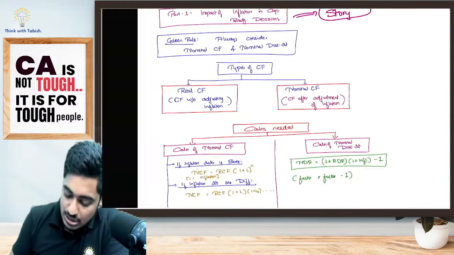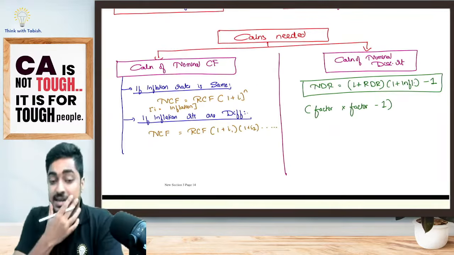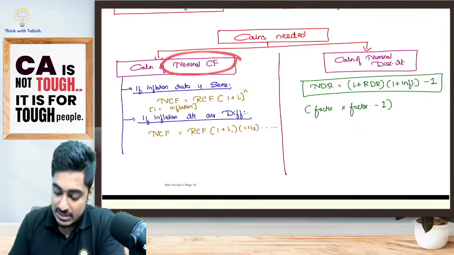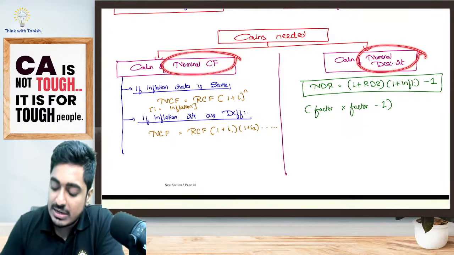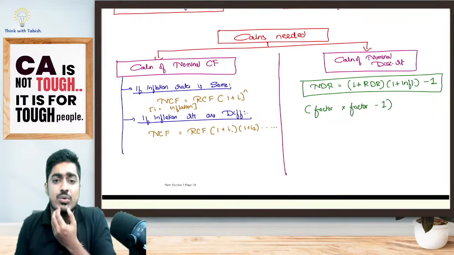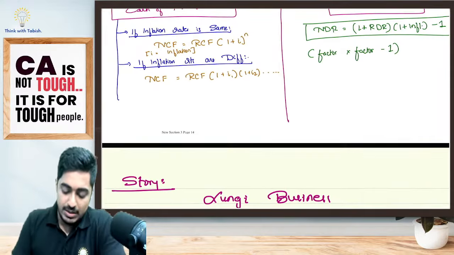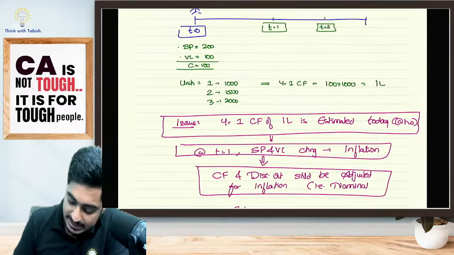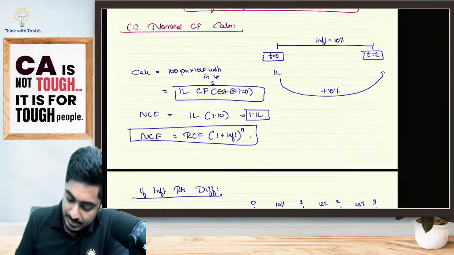Simple. Okay, so comes the question, two calculations are needed. Firstly, how do I calculate nominal cash flow if the question has given real cash flow? Second, how do I calculate nominal discount rate if the question has given me real discount rate? Okay, simple. If the inflation rate is the same, look at this simple calculation. This one only I will do.